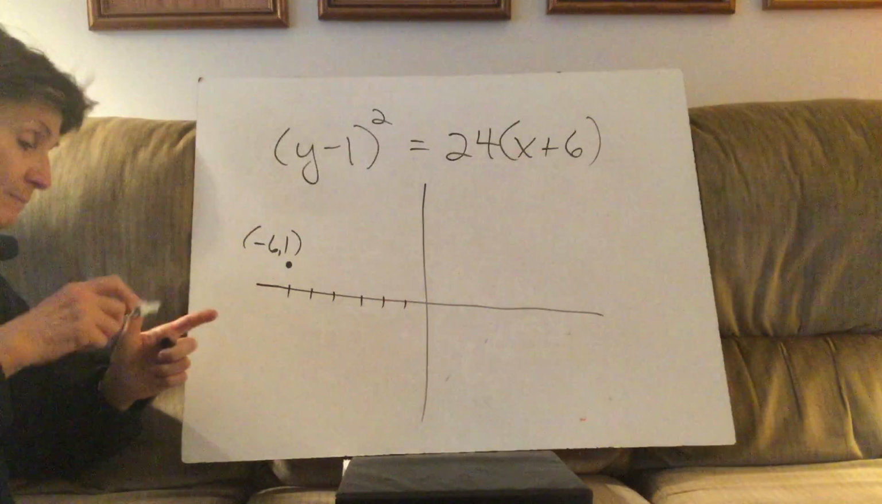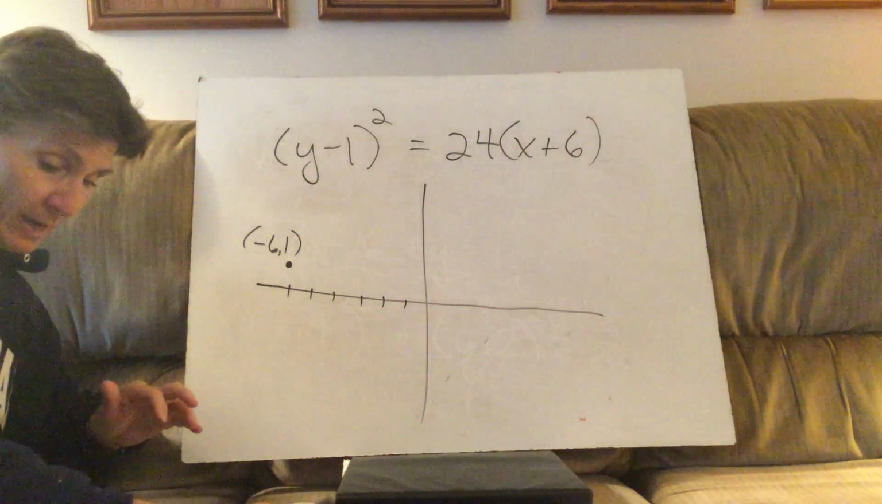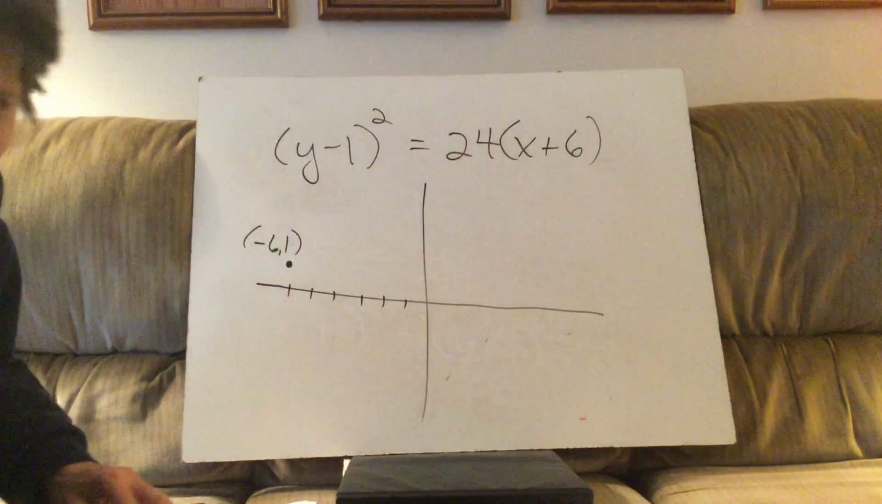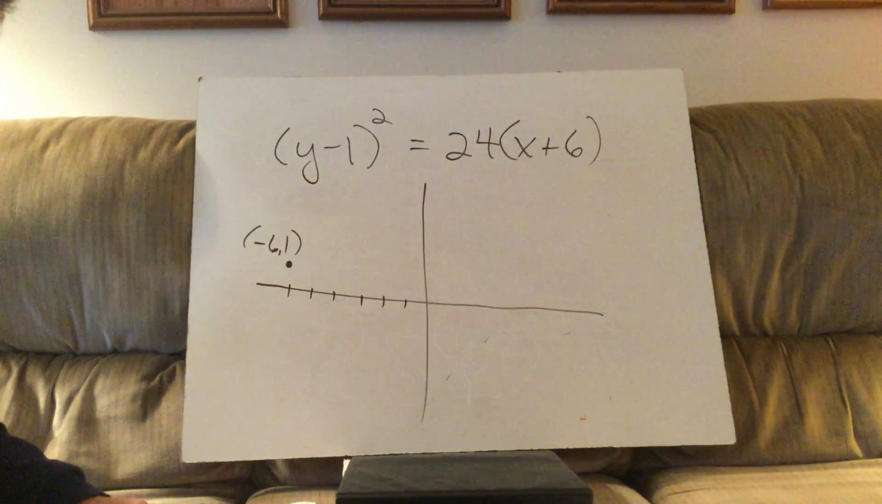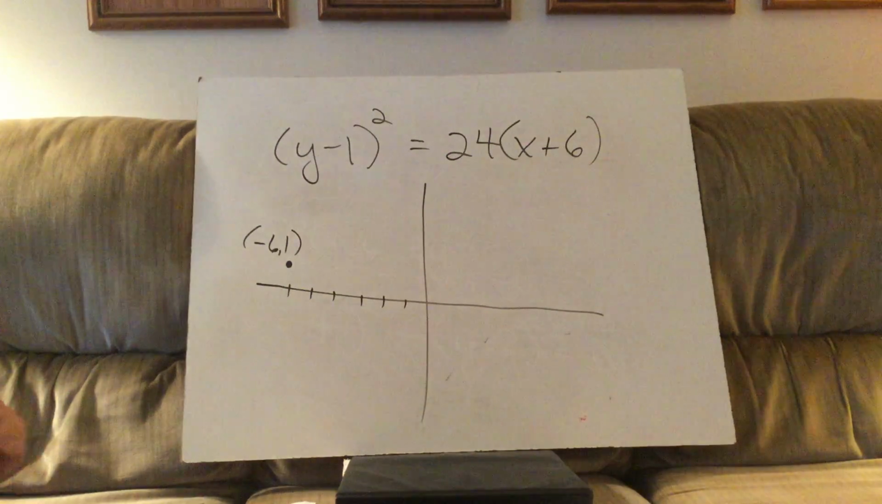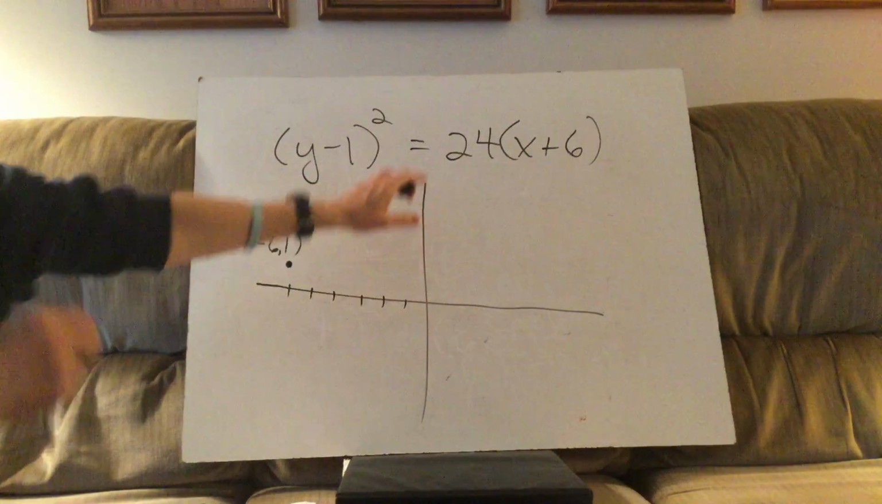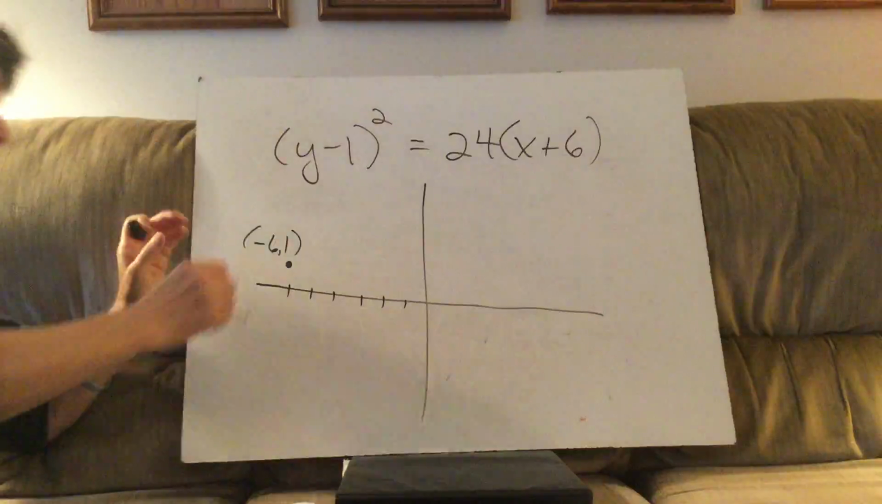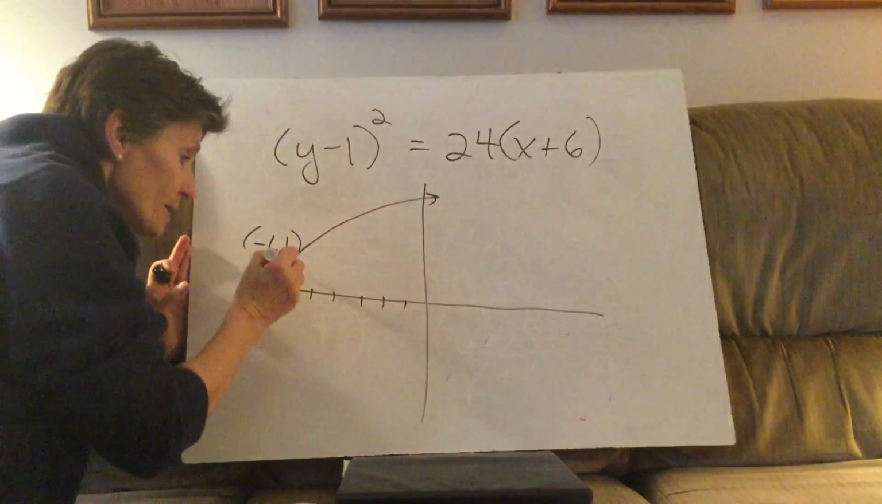Well, which way is it open? Before I start figuring out all the rest of this stuff, I want to make sure I have it opening in the right direction. So which way does it open? Well, it's a y squared, positive. So if you're looking at your chart, that means it opens to the right.